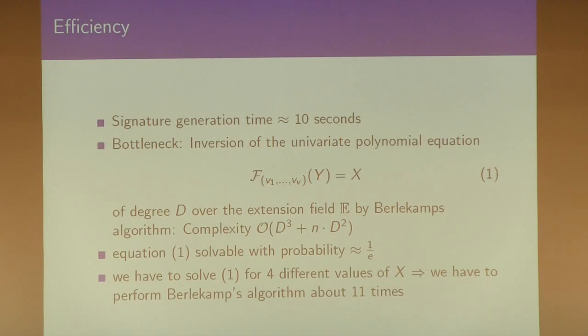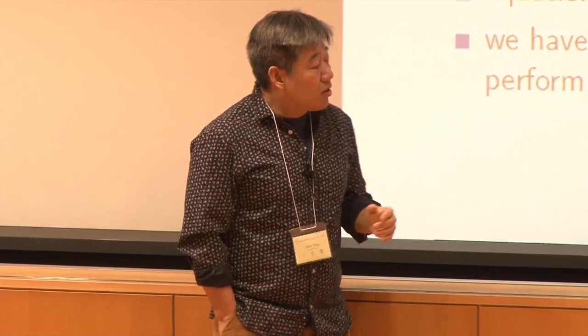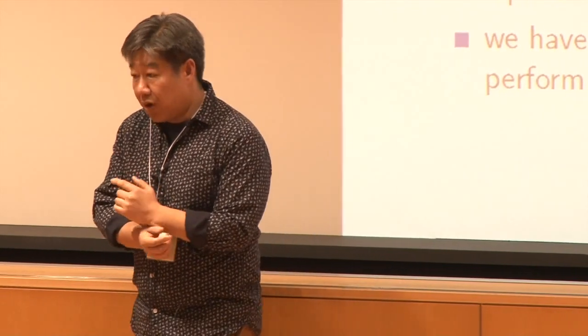The system does not always have solutions, so you fail sometimes, of course. If you fail, it's okay because you have so-called vinegar variables. You can try different values. So overall, I think the system is very good, but we have a problem with efficiency.